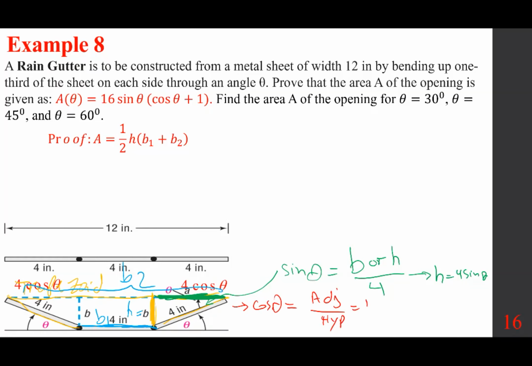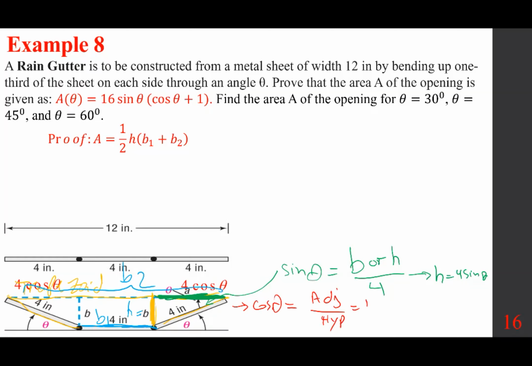B1 is a 4. B2 is this part plus this part plus this part: 4 plus 4 cosine theta plus 4 cosine theta. Practically, we are done. I'm going to erase the extra part so we can easily continue. So let's plug in. We're going to replace the H with 4 sine theta, and the B1 with 4, and then B2 with all of those.